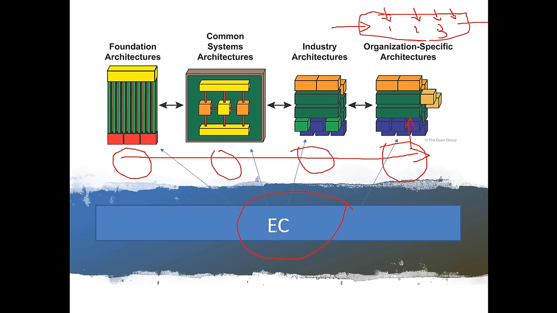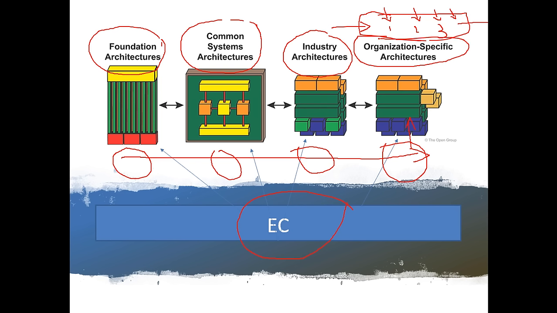So for the time being, imagine this closet is the enterprise continuum. Okay, so what this enterprise continuum contains is four different things. Now these four different things we can see: one is foundation architecture, the second is common systems architecture, then industry architecture, and organization specific architecture, right?